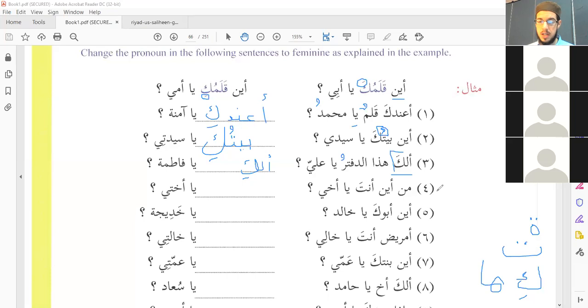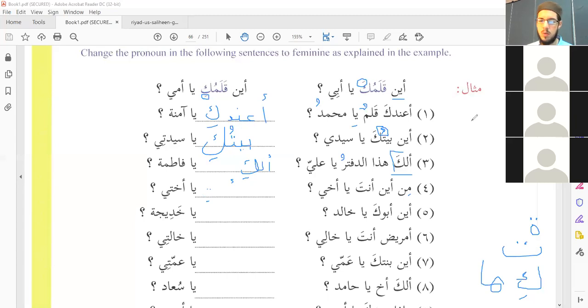So, Dr. Zia, can you do number 4 for us? We'll see something a little bit different. من أين أنت يا أخي؟ Very good. من أين أنت يا أختي؟ Very good. And translate that for us. From where are you, oh brother? Yes. And same thing, where are you, oh sister? Yes. Fantastic. So why was that different?